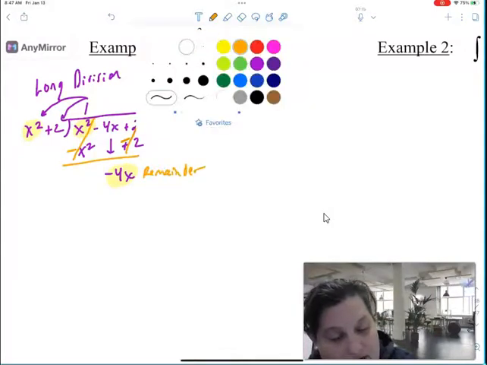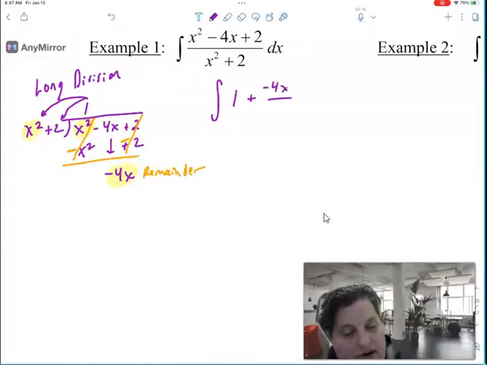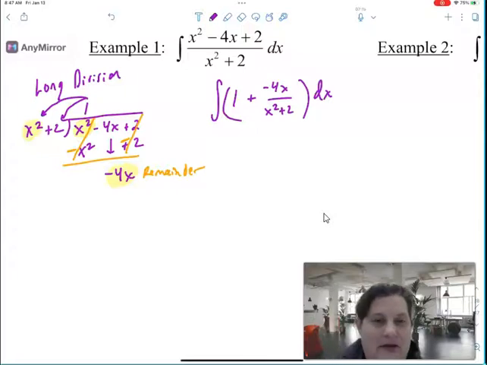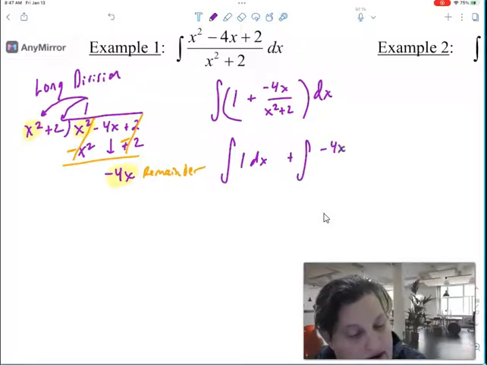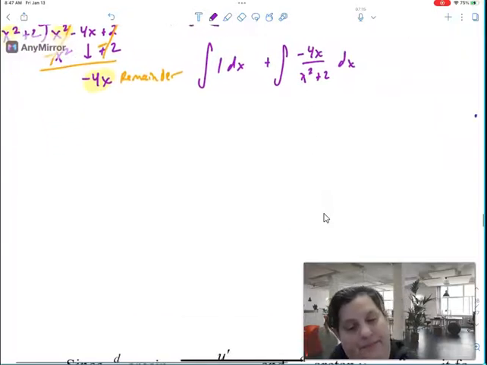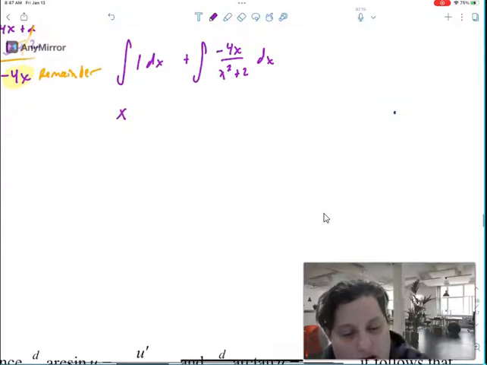And if you remember from long division, we would write this as 1, so my solution is 1 and a negative 4x remainder. Now that I've split that up, I can do this as 2 separate problems: the integral of 1, and the integral of negative 4x over x squared plus 2. Well, this first problem, the integral of 1 is x. That's pretty easy. This second one, I've got to be a little more creative. I need to do u-sub.